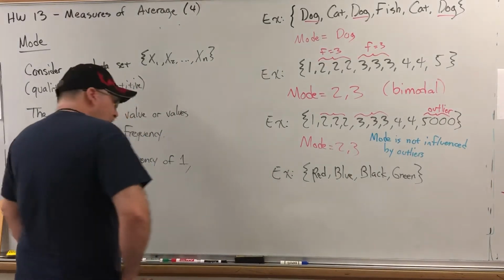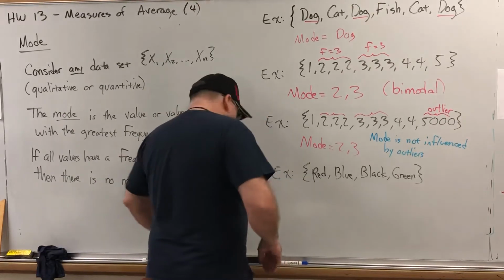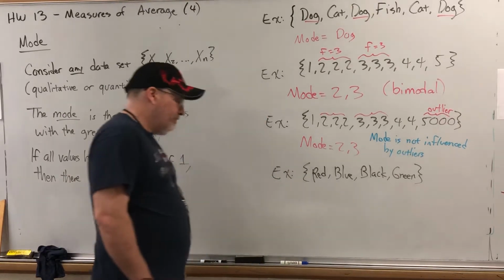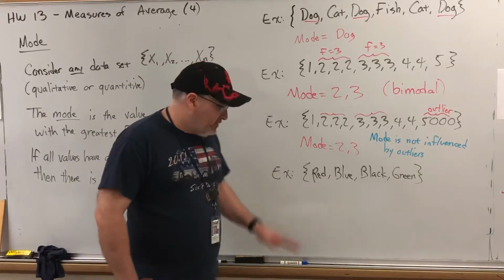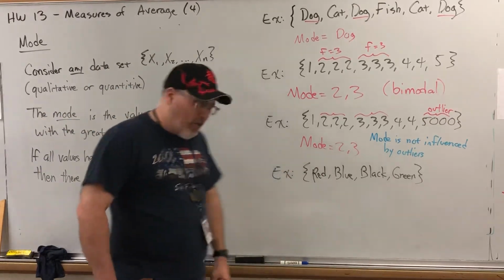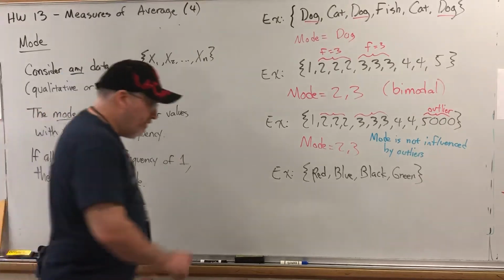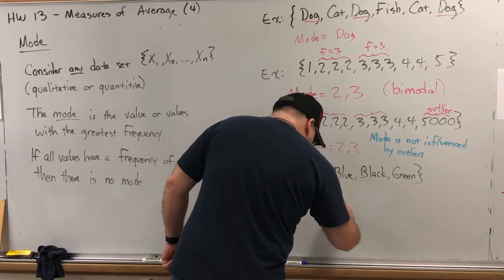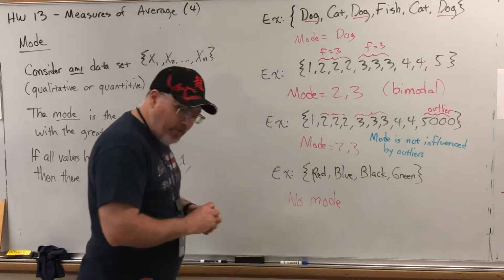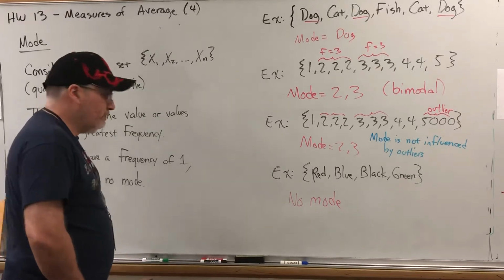What about the last one? Red, blue, black, and green. Well, none of those occur the most often. And there are some people that will argue that they are all the mode because each one of them has the greatest frequency of 1. But notice in the definition, if all values have a frequency of 1, then there is no mode. In this case, there is no mode. So mode is simply the value that occurs the most, and it might be more than one value, or it might be none of them, if none of them occur more than once.